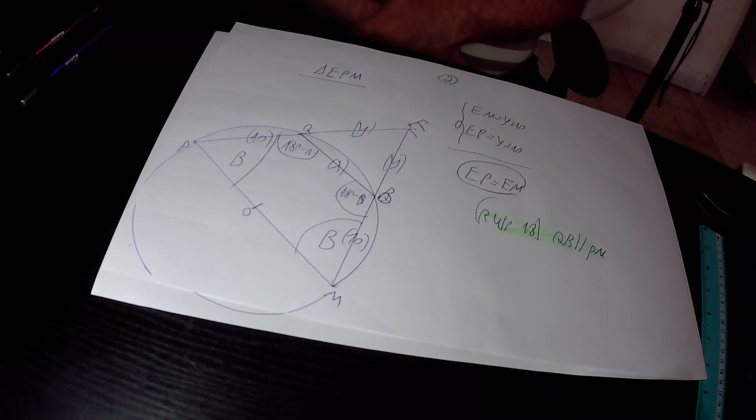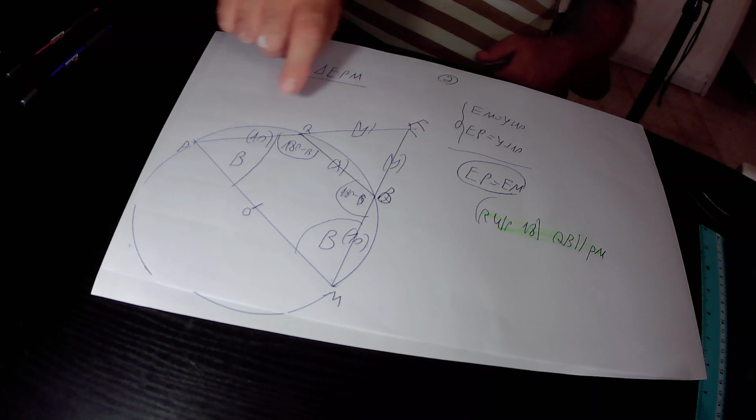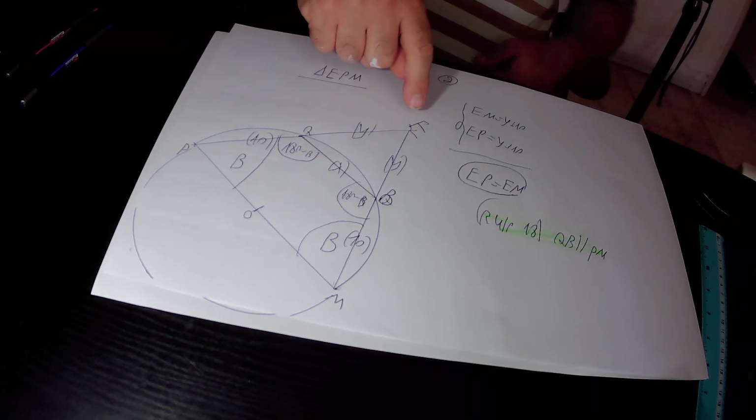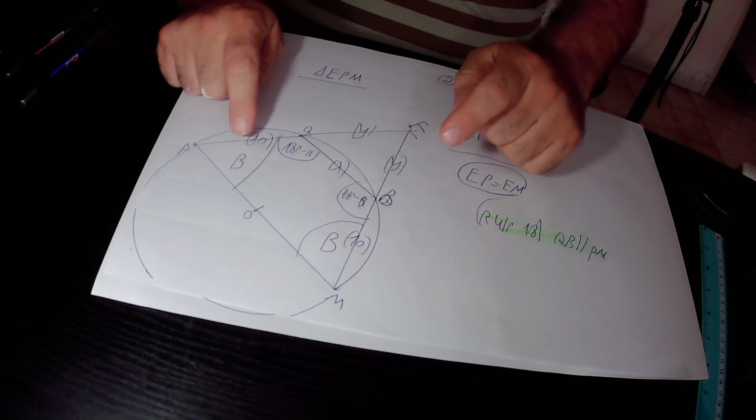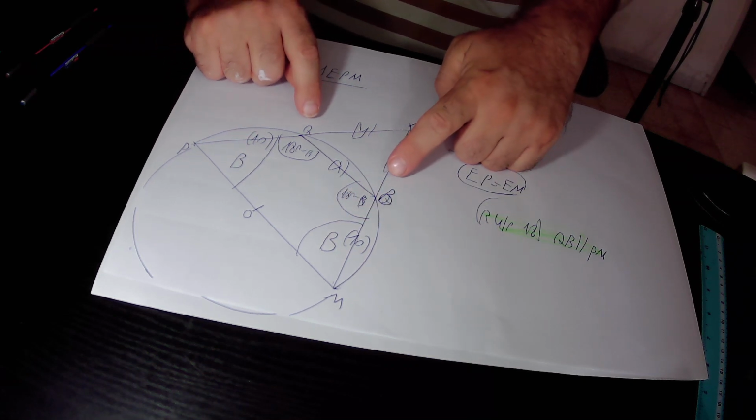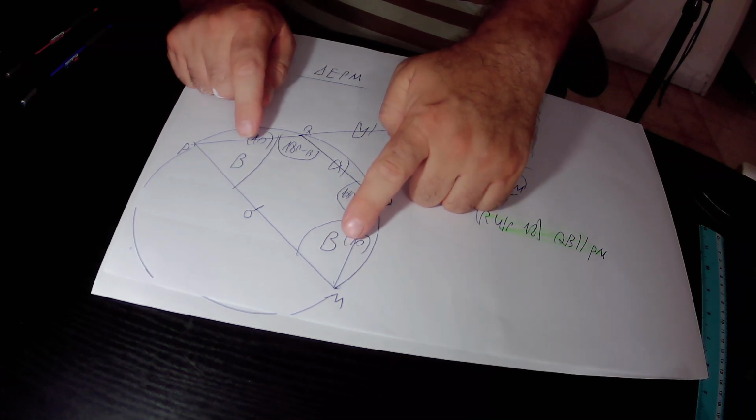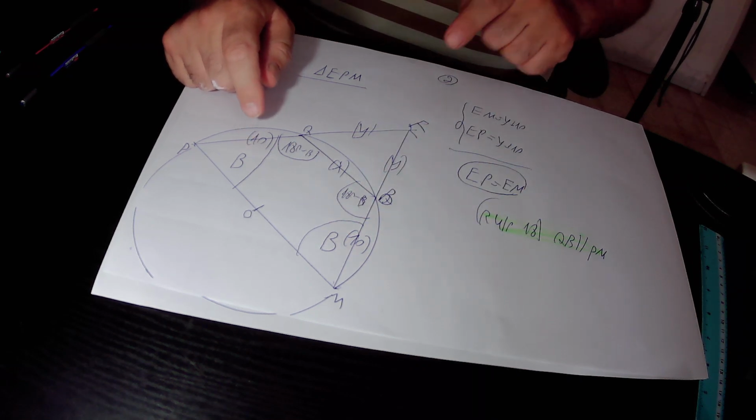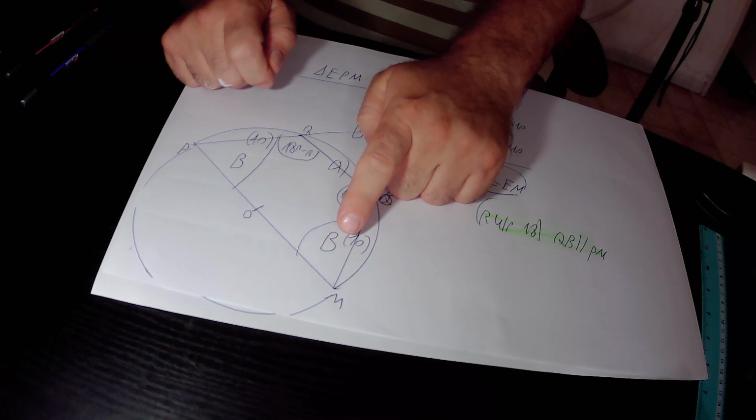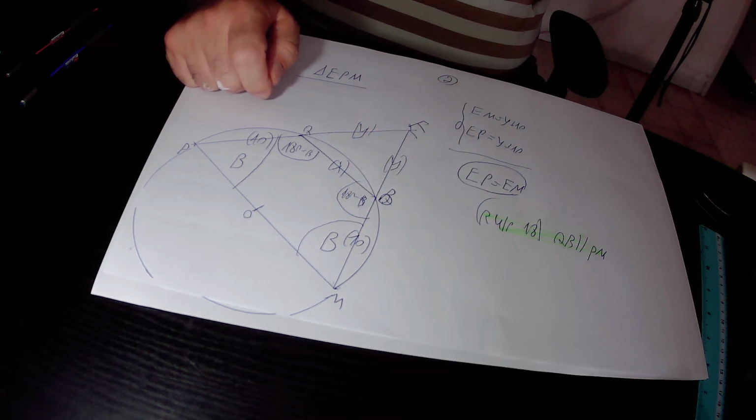And we have the rule that opposite equal sides in a triangle there are equal angles. So opposite this side EP we have this angle, opposite this side EM we have this angle. And because those two angles are located opposite those two equal sides, they must also be equal to each other in size. So if the size of this angle is beta, then the size of this angle must also be beta, according to the rule that I mentioned.